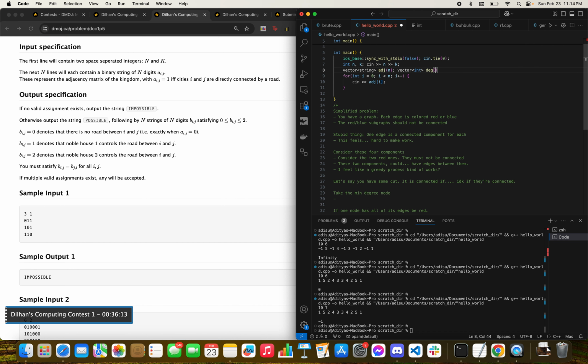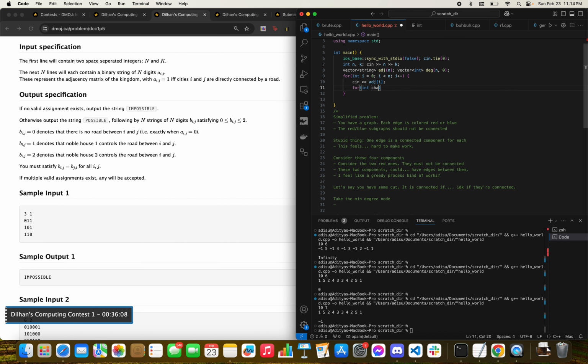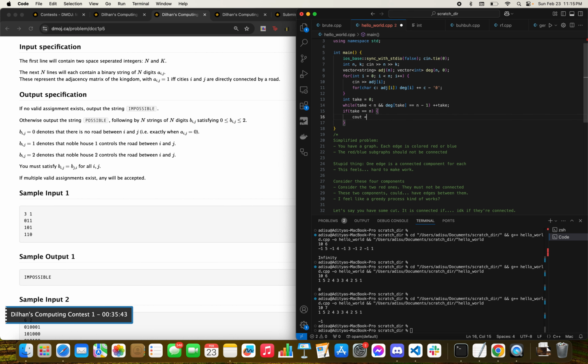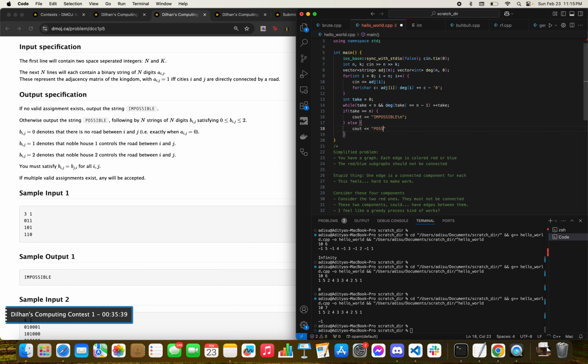Okay. Vector int deg(n, 0). For each char c in edge i, deg[i] plus equals c minus '0'. Okay, int take = 0; while deg[take] equals n minus 1, take plus plus. Else cout possible.